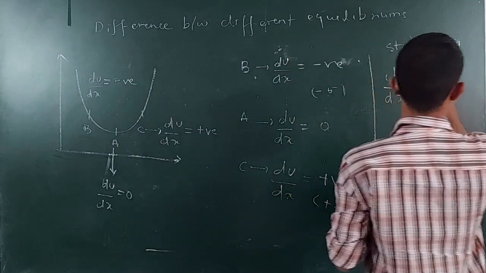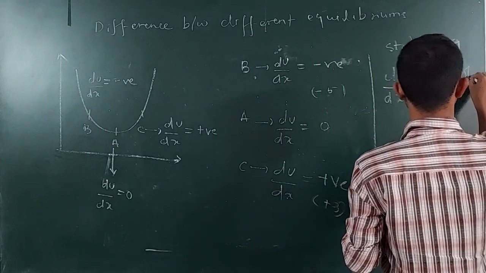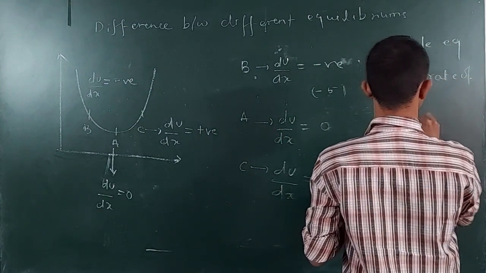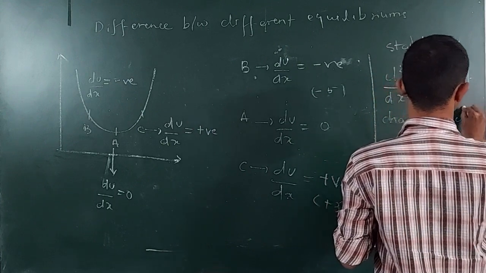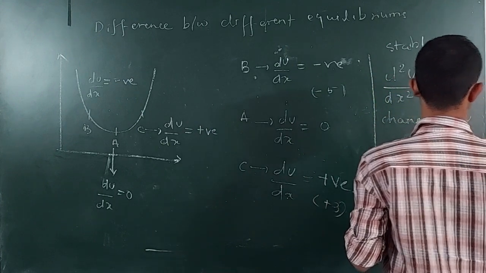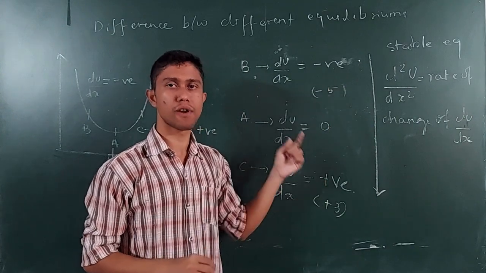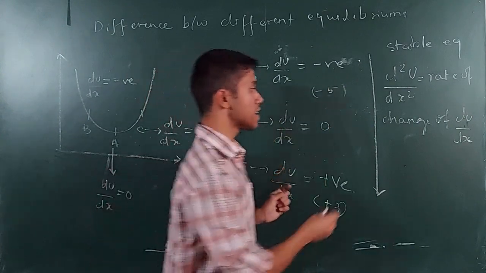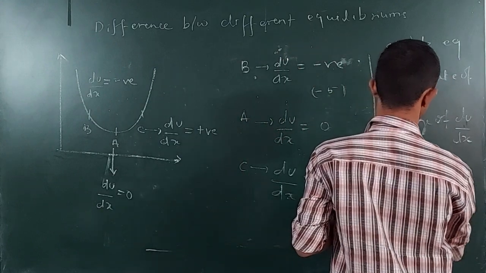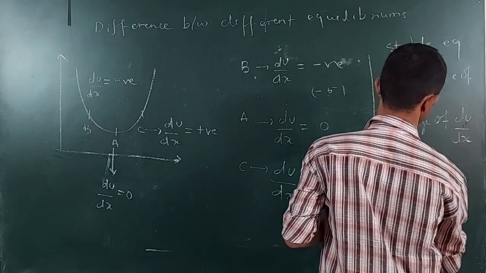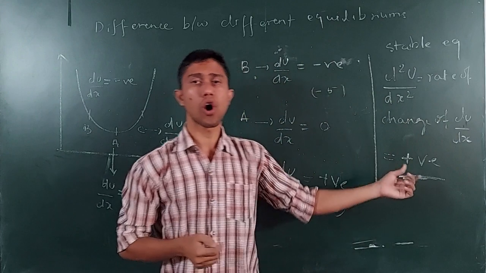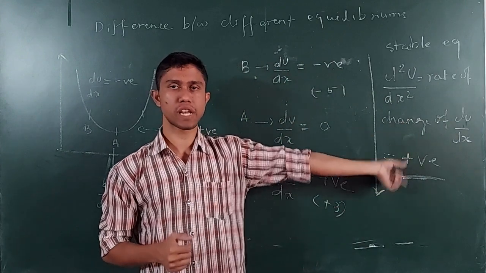It is the rate of change of du by dx. So it was negative and it is becoming positive from B to C. So it is positive. This is a very important thing. This is the most unique point of stable equilibrium.